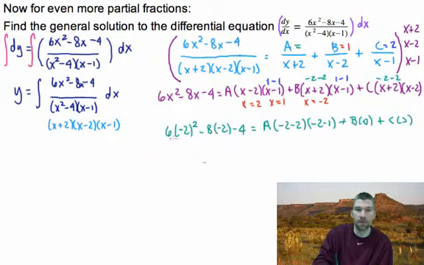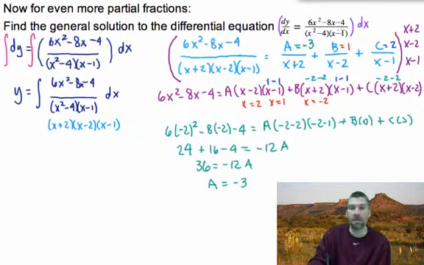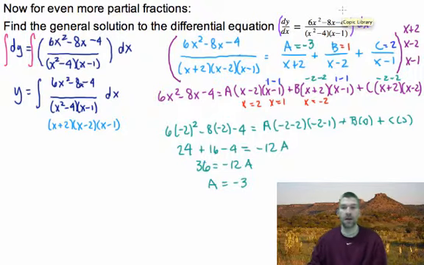That is good news. So 6 times 4 plus 16 minus 4 is equal to negative 4 times negative 3. And when I finish my math out here, this is 36 equals, hold on one second, negative 12a. And so a is negative 3. All right, that's my setup now, and we can start integrating from there.